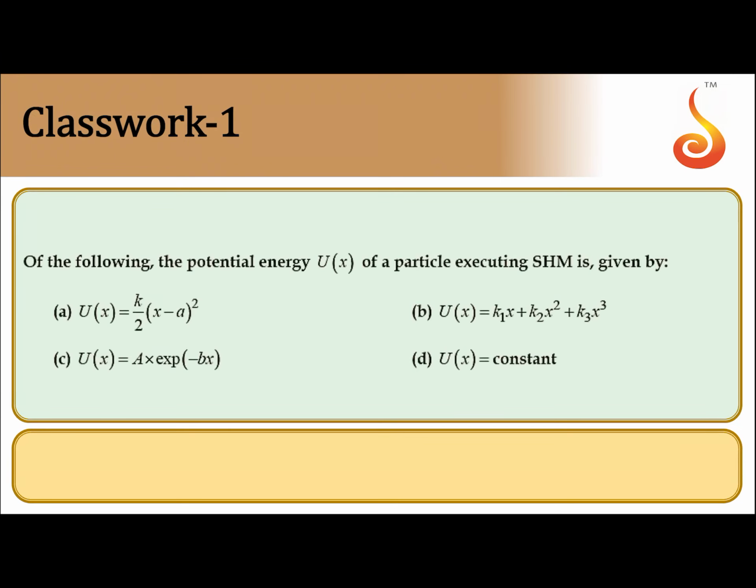Example 1. Of the following, the potential energy of a particle executing SHM is given by. Simple question. Remember, the potential energy is of the form half k x square. So it must be basically a function of x square. It must be a function of x square, not involving any other terms.